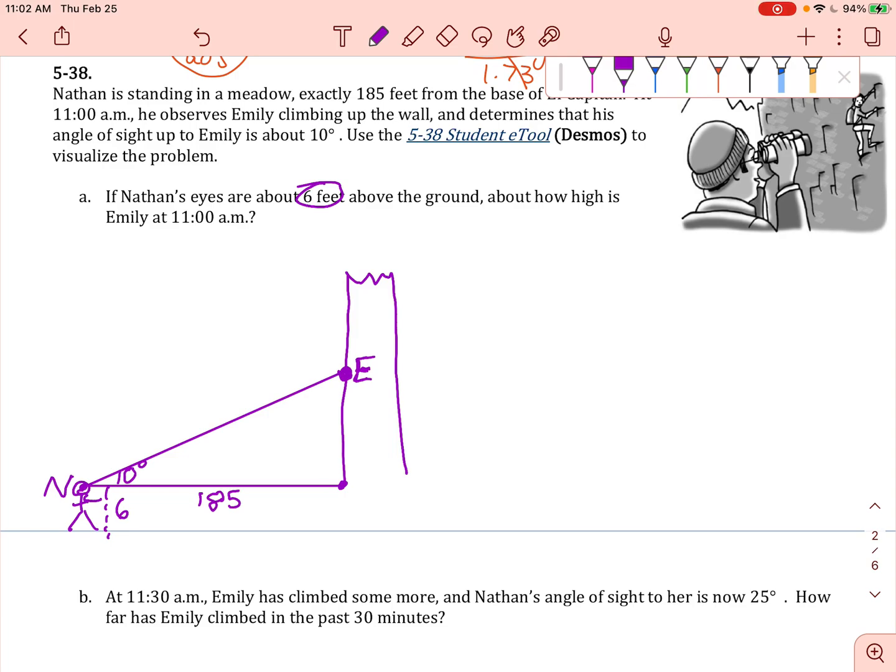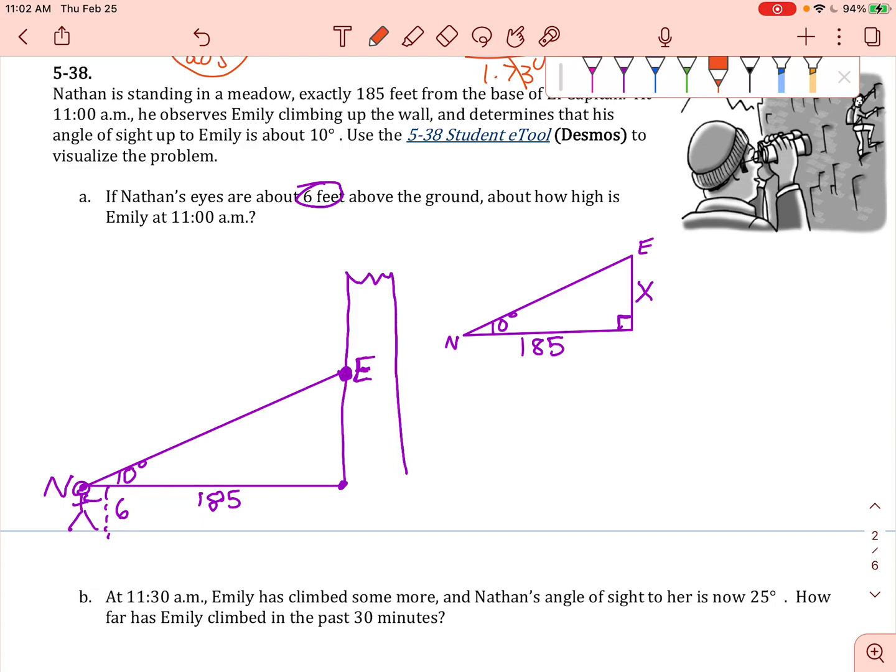This is my triangle. Again, I am going to redraw it kind of nicely over to the side. So we have a nice triangle to work with. We have our right triangle. This is Emily. This is Nathan. I have a 10-degree angle, and it's 185 right here. How high is Emily? X. We are looking for how high Emily is.